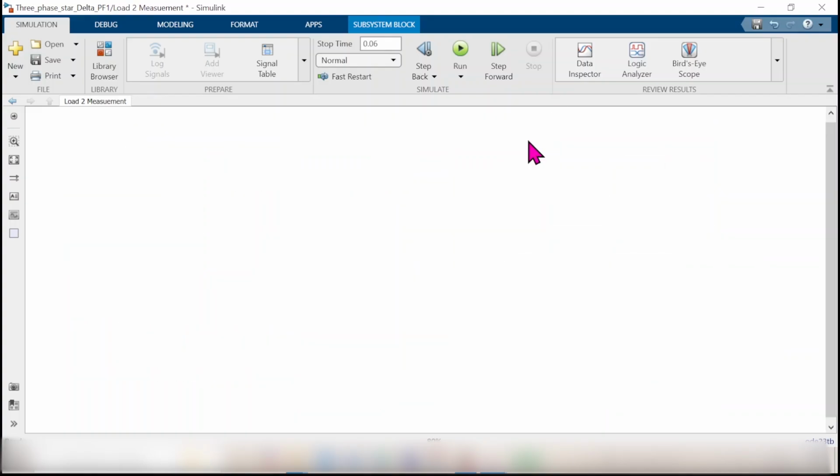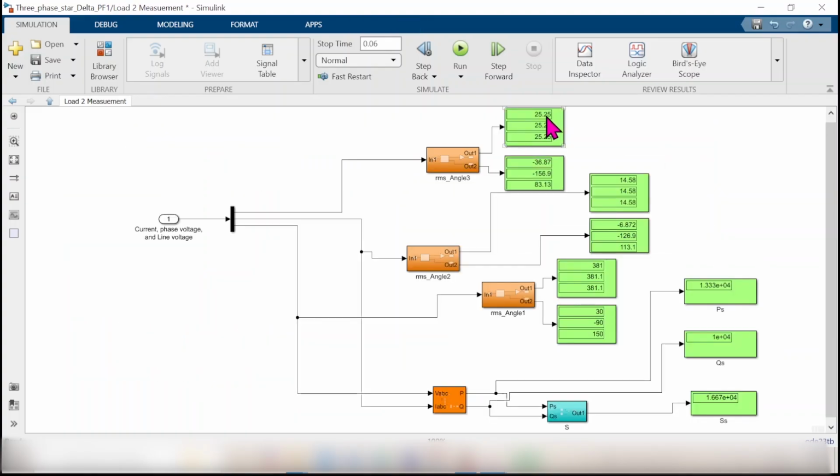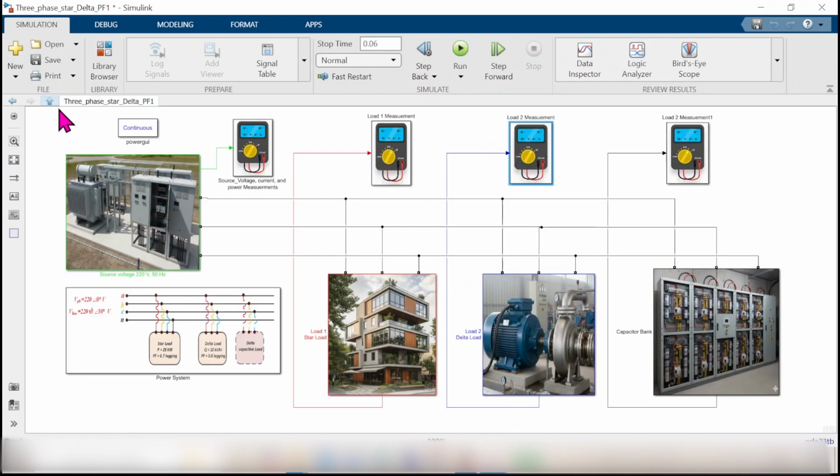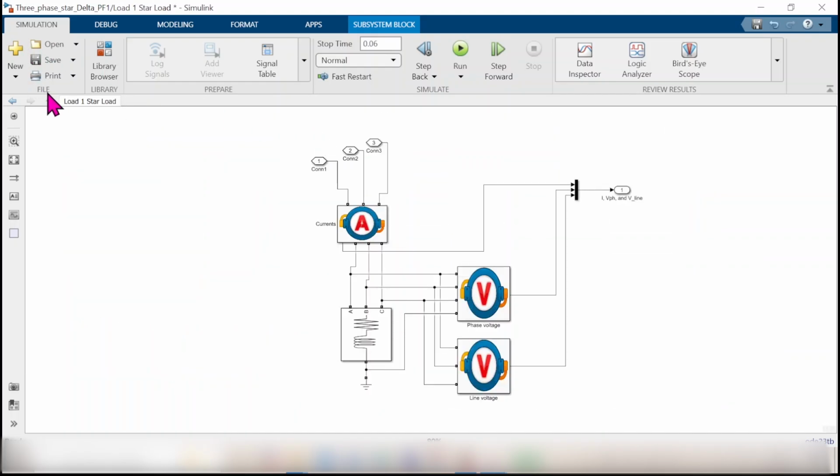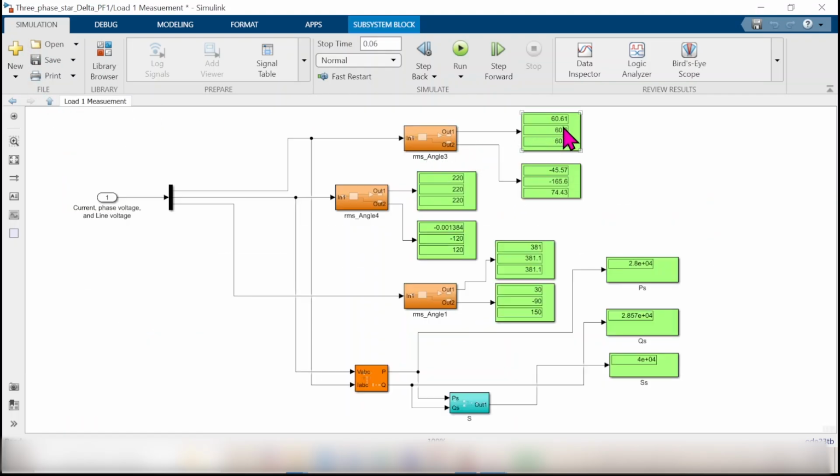So let's look at load 2. It takes the same current, 25 ampere, angle minus 36.87, and phase current is 14.6 ampere, angle minus 6.872. The power taken by this load is 13.3 kilowatt, 10 kilovar, 16.6 kilovolt ampere. The same answer as if we had no capacitors. So load number 2 takes the same power. For load number 1, going to the results here, we have 60.6 ampere, the same answer as well for the power P, Q, and S.